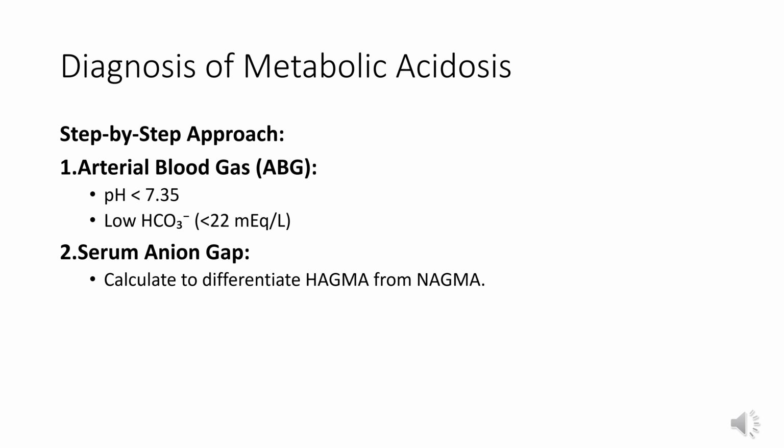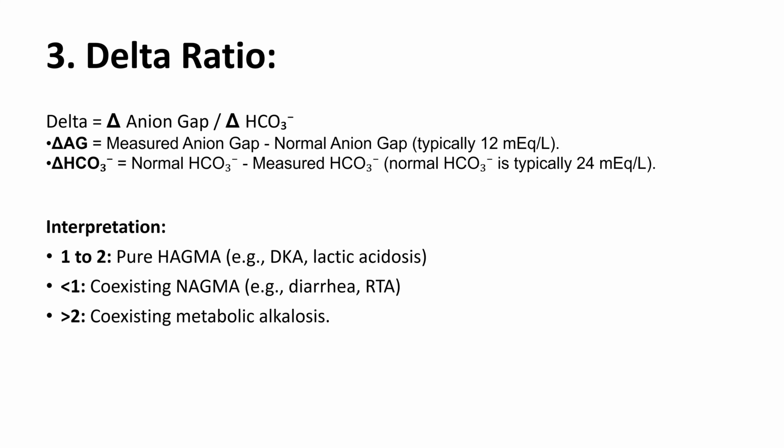To diagnose, we need arterial blood gases. If pH is less than 7.35 and bicarbonate is low, it shows us decompensated metabolic acidosis. Serum anion gap needs to be calculated then to differentiate high anion gap metabolic acidosis from normal anion gap metabolic acidosis. Delta ratio calculation is next step to detect mixed metabolic acidosis.